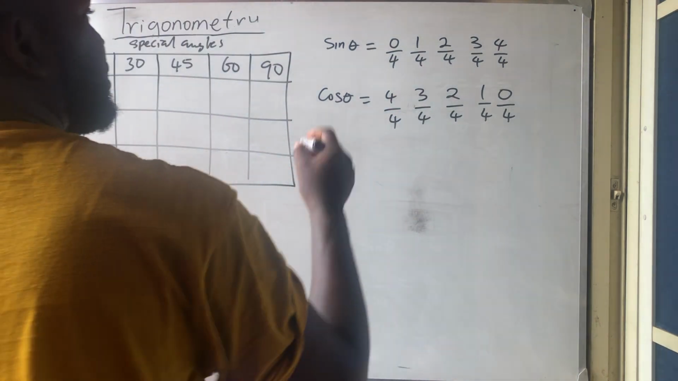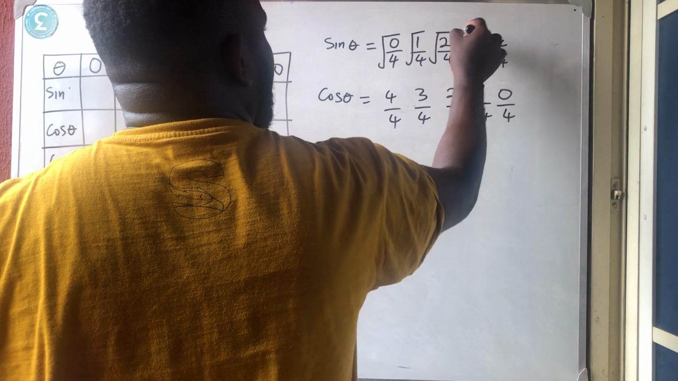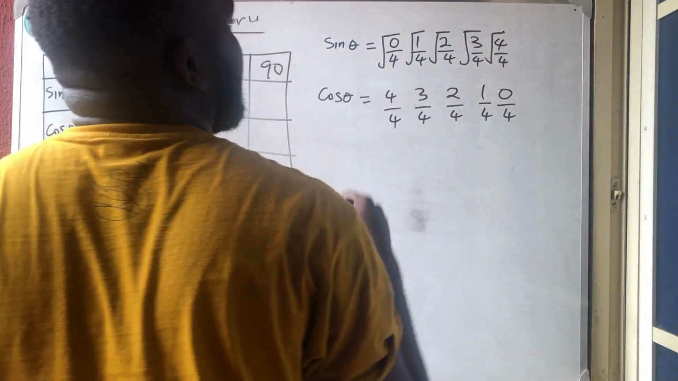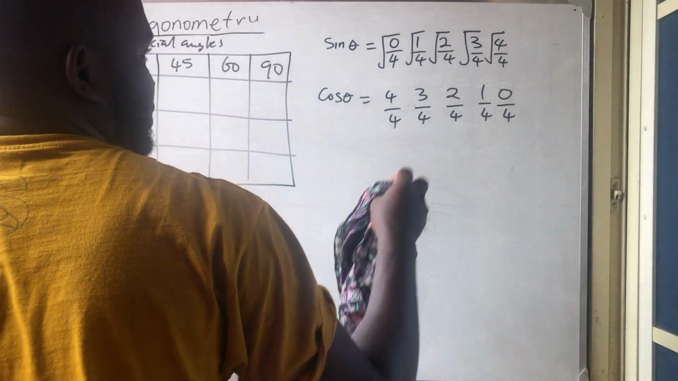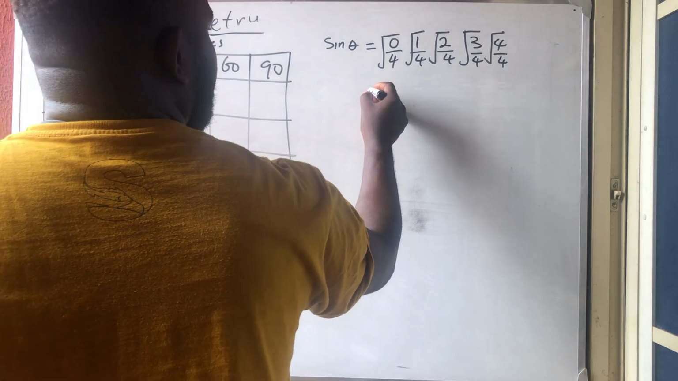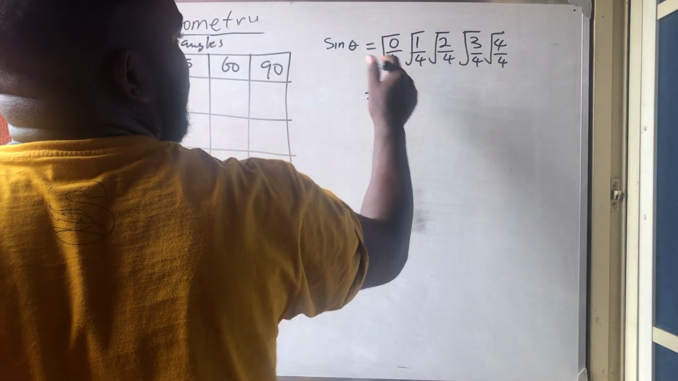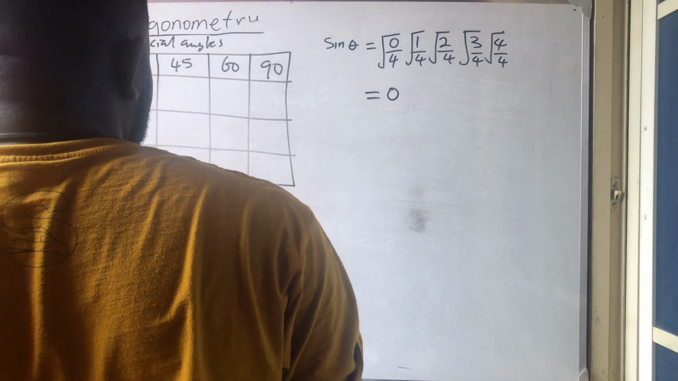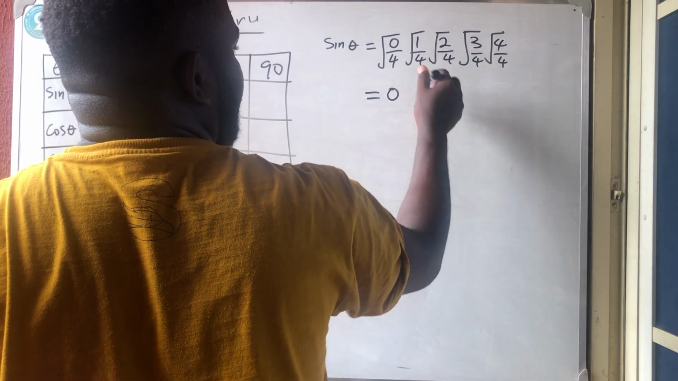Okay, so the next thing you are going to do for me is to take their square root. In fact, I don't even need to do it for cos, because for cos you just get the answer from the back. So this is equal to, now 0 divided by anything is 0. The square root of 0 is 0. Okay, square root of 1 is 1, and square root of 4 is what? 2.